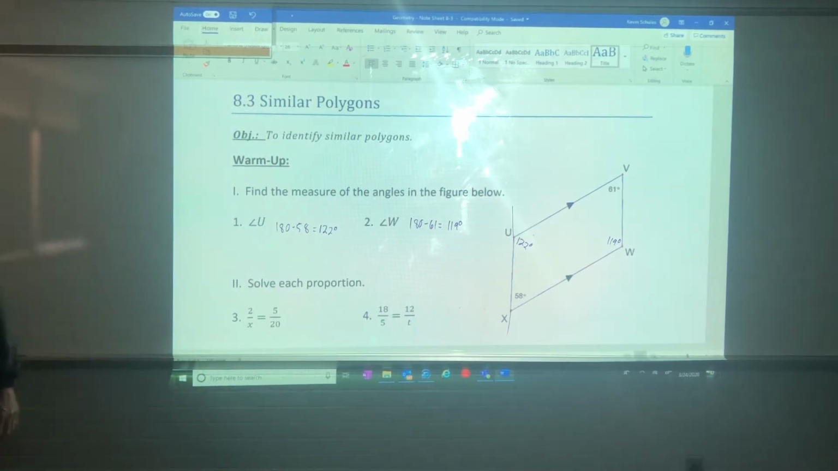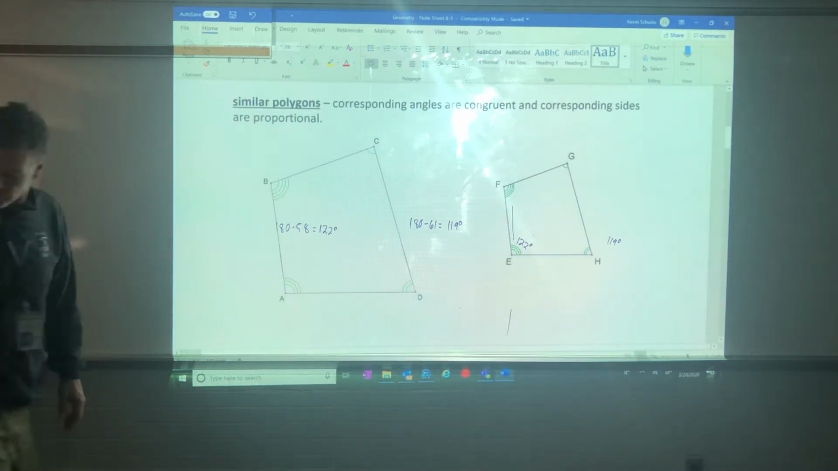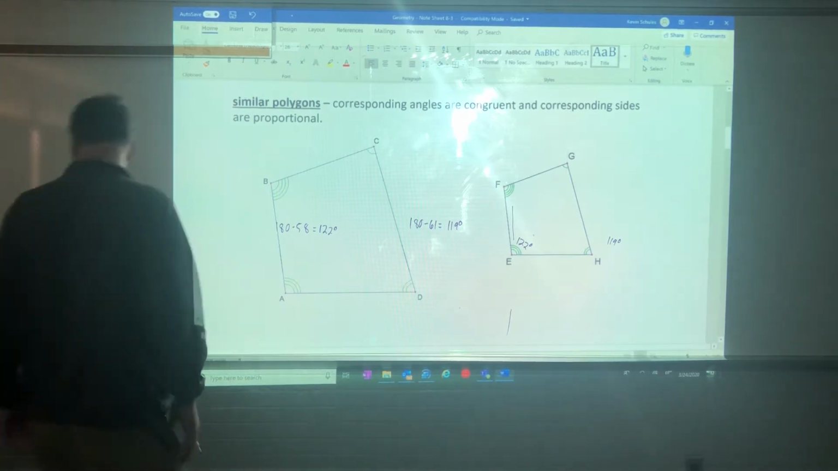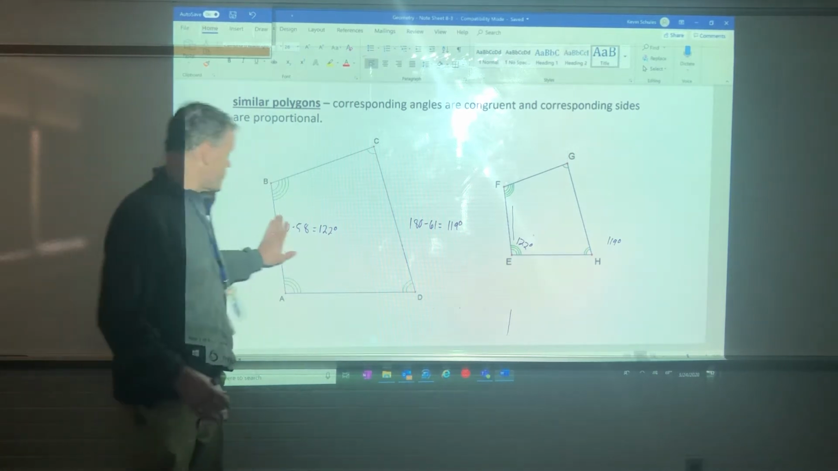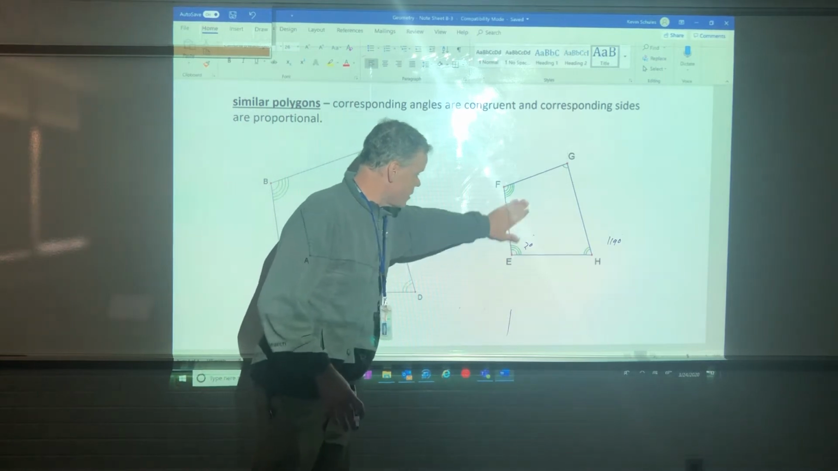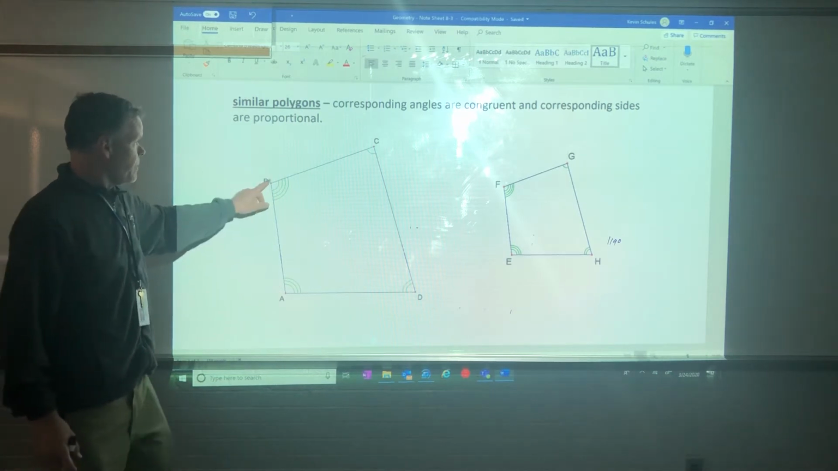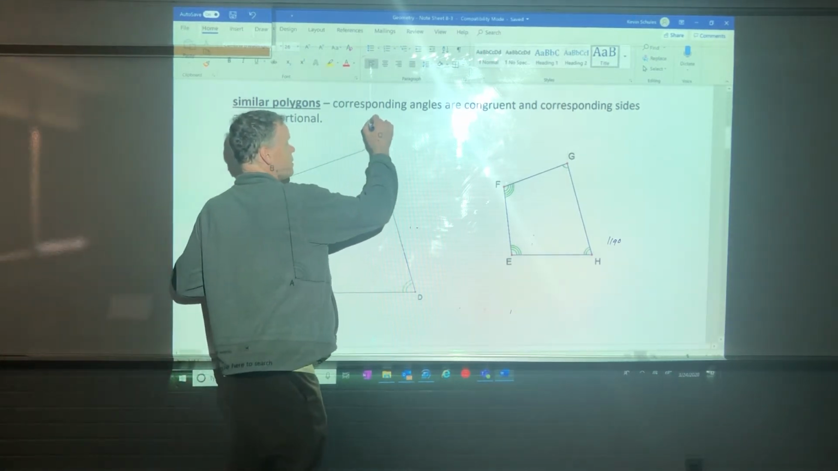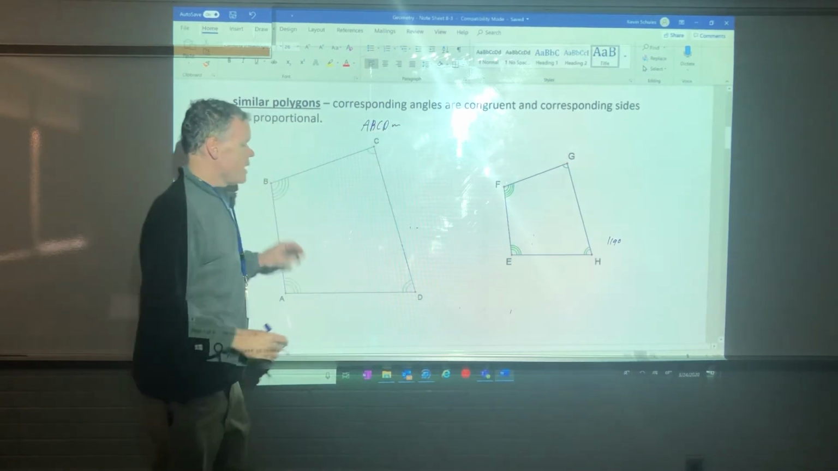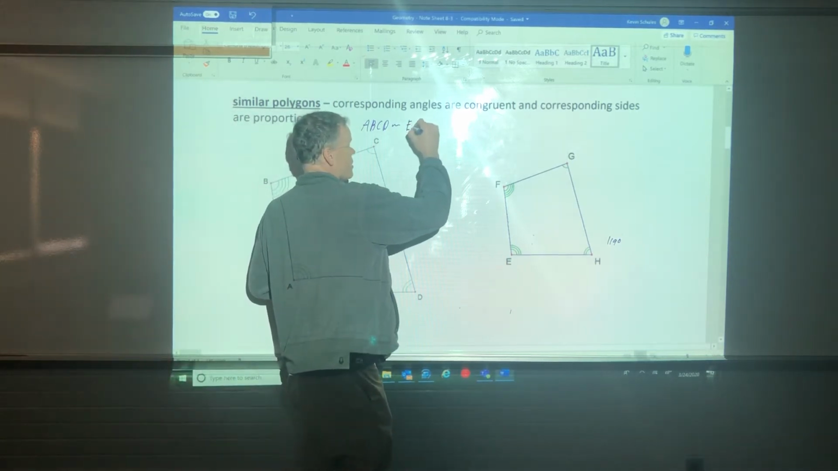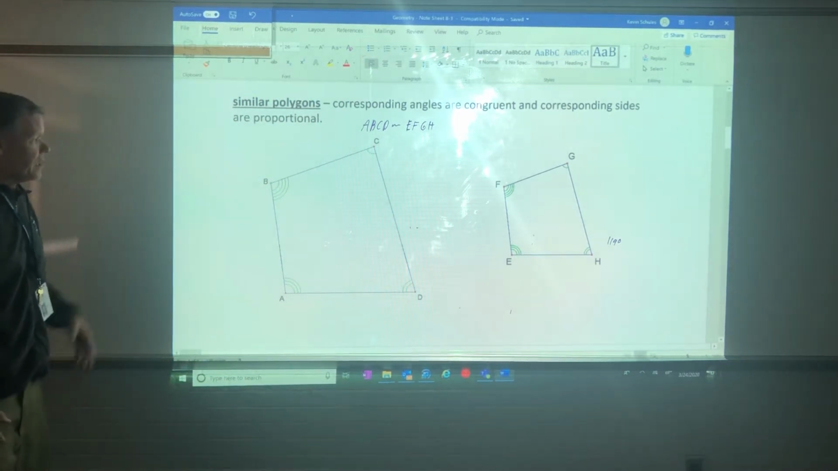All right, moving forward here, when we're talking about similar polygons, the corresponding angles are going to be congruent. Find my eraser here. I'll use my hand until I find that. Our corresponding angles are going to be congruent. So if you look at polygon ABCD, that's going to be similar to EFGH.